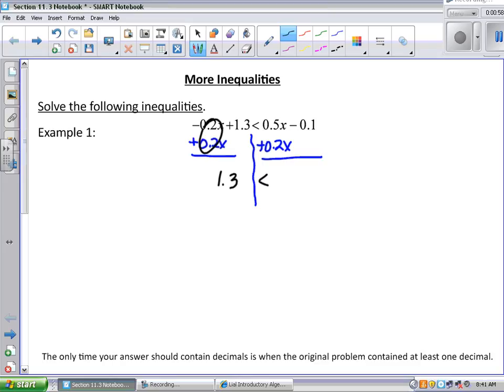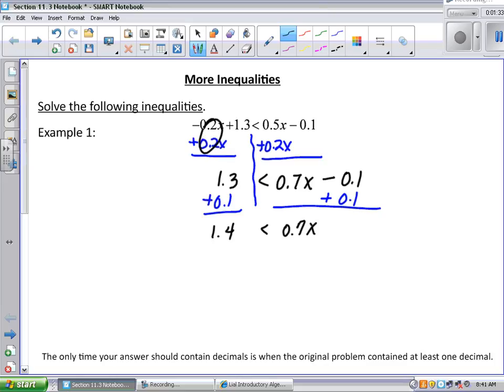Now, if you have a hard time with decimals, you can do the coefficients on your calculator. 0.5 plus 0.2 should give you 0.7x minus 0.1. Got all my x terms on the right. I'm going to move my numbers to the left, so 0.1 I need to add to both sides. And when I add that, I get 1.4 is less than 0.7x.